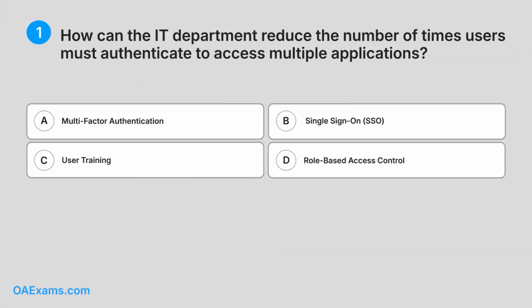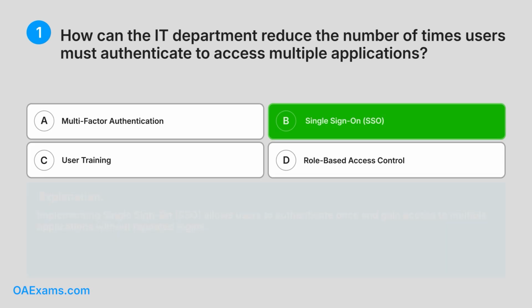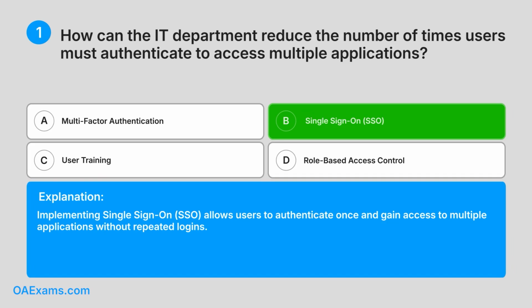1. How can the IT department reduce the number of times users must authenticate to access multiple applications? A. Multi-factor authentication. B. Single sign-on, SSO. C. User training. D. Role-based access control. What do you think is the answer? Correct answer. B. Explanation. Implementing Single sign-on, SSO, allows users to authenticate once and gain access to multiple applications without repeated logins.